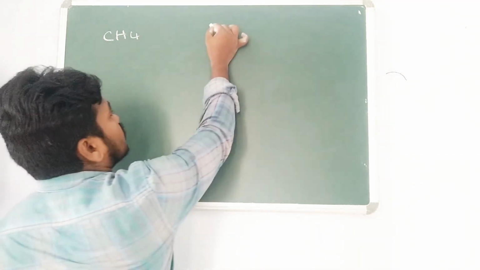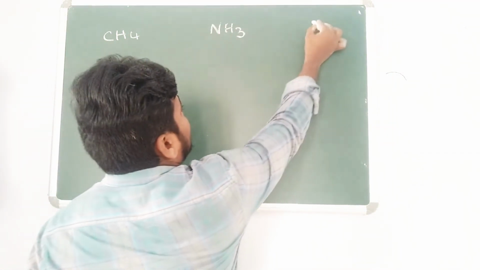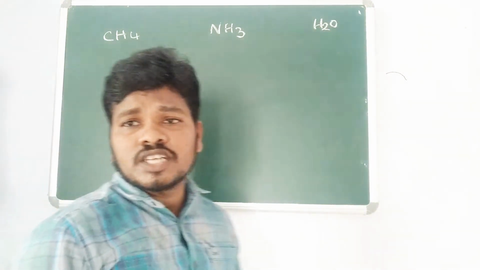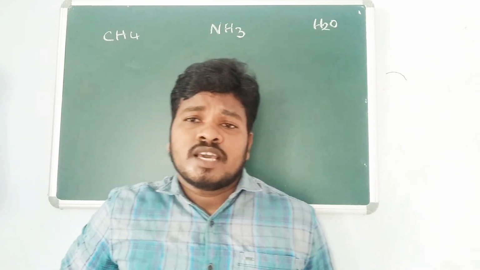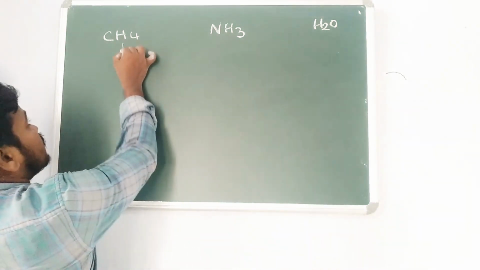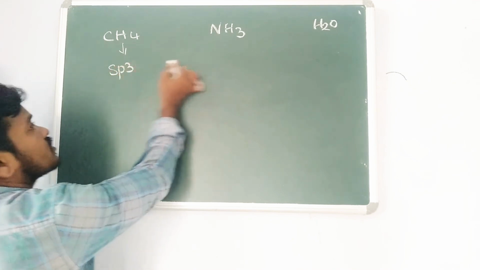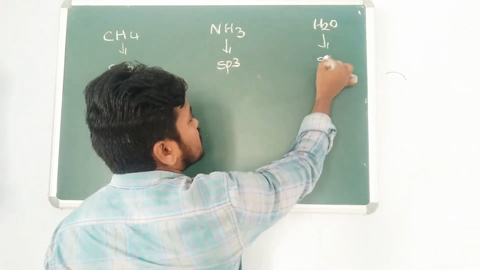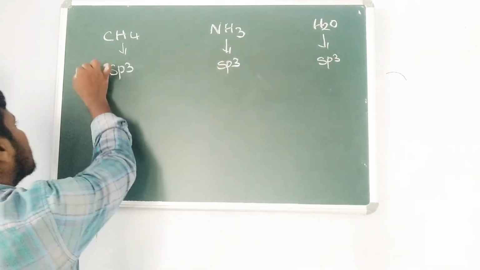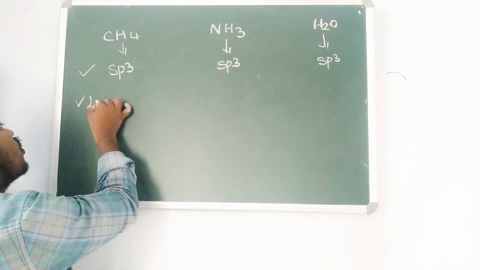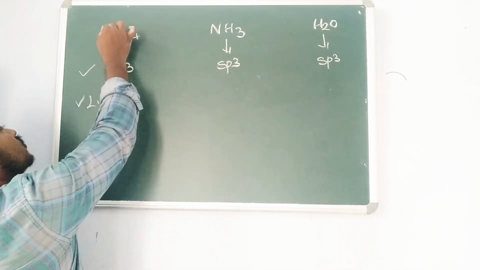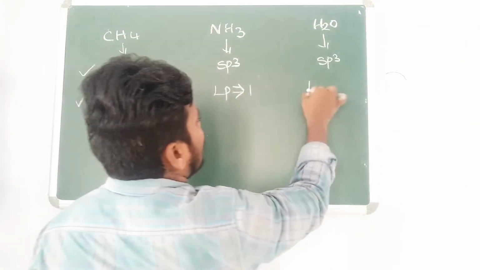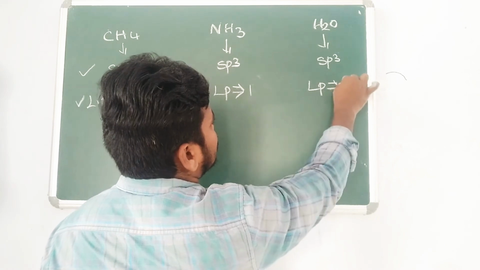Now you see some examples: CH4, NH3, H2O. What is our first step? The first step is to find out the hybridization. CH4 hybridization is sp3, NH3 hybridization is sp3, H2O hybridization is sp3. Hybridization is similar. What about that? Count the lone pairs. Lone pairs how many? 0. Lone pairs 1. Lone pairs 2.